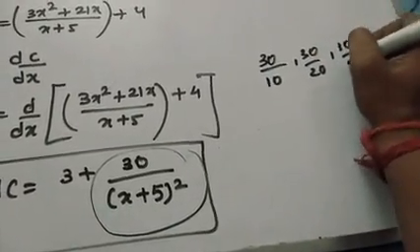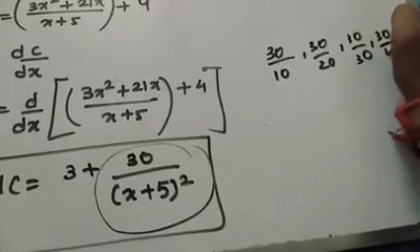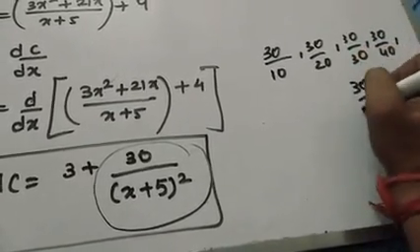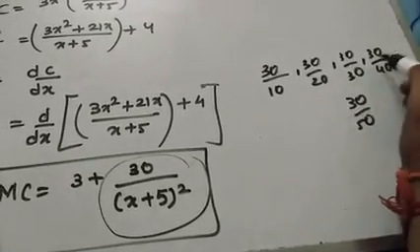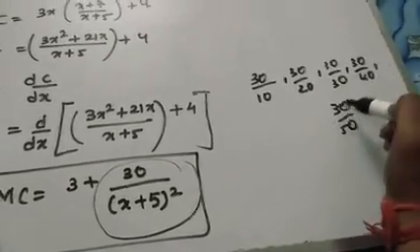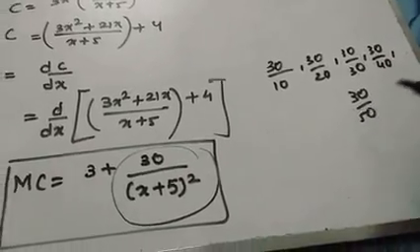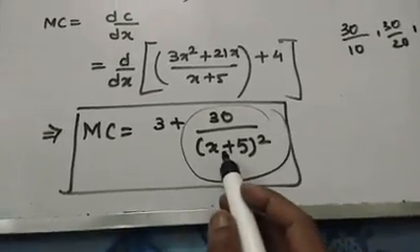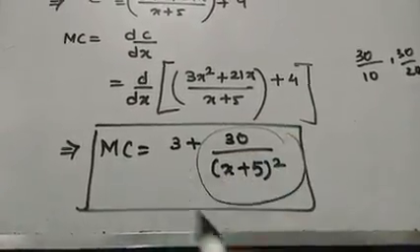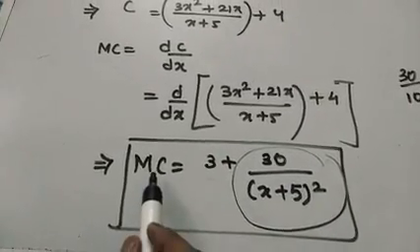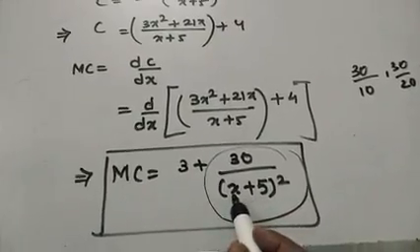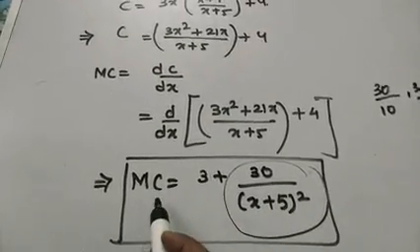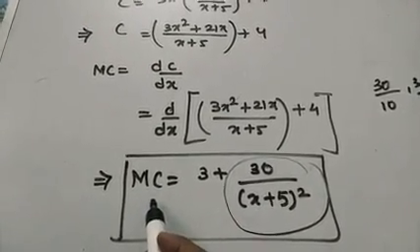see 30 by 30 and 30 by 40, I am increasing the denominator, so the value starts decreasing. 30 by 30 is 1, 30 by 40 is less than 1, 30 by 50 is even less. So like that, if we increase the denominator, the full fraction will decrease. So that says the marginal cost will decrease. Whenever the value of x increases, the marginal cost falls continuously.